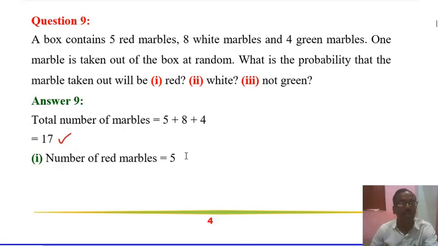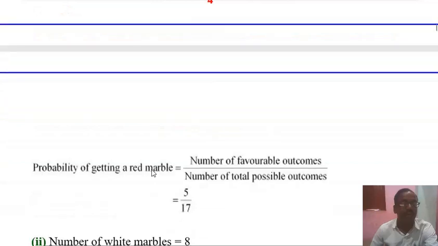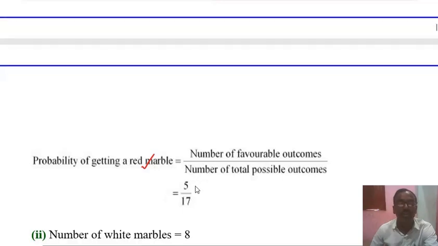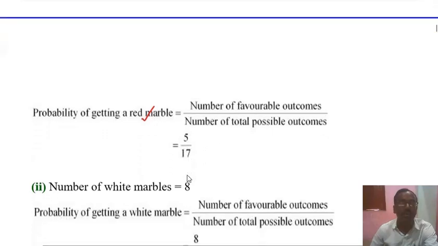And number of red marbles equals 5. So the probability of getting a red marble equals number of favorable outcomes, which will be number of red marbles, by number of total possible outcomes, it means number of total marbles. So here number of red marbles is 5 and number of total marbles is 17. So this one will be the answer.